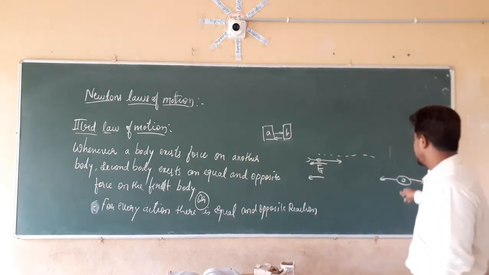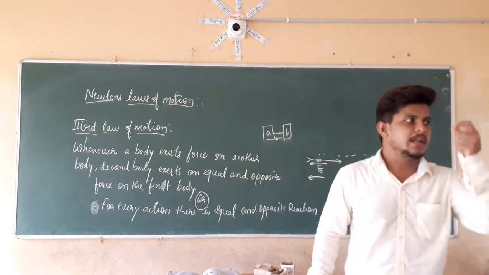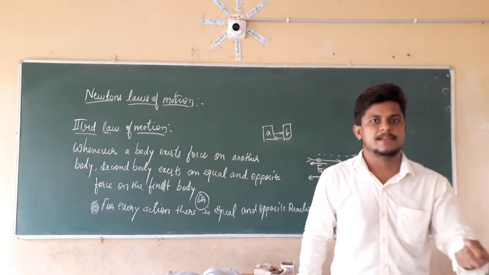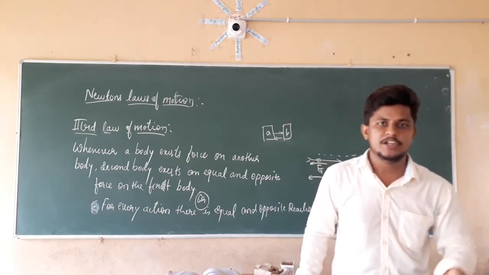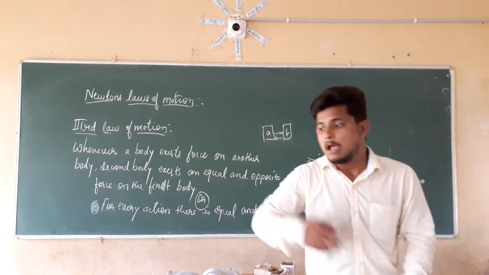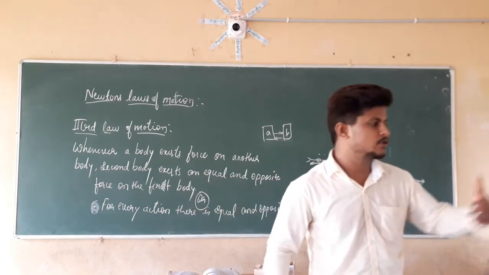In the same manner, if you take the example of this tube, when we jump on the tube, we are applying force on the tube. In the same manner, the tube applies force on us in the opposite direction. Because of that, we fall backward while the tube goes in the forward direction.